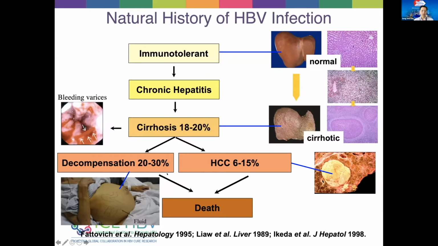Decompensated liver disease, which means the liver's function starts to decrease, and then there's a buildup of water in the stomach. You may get jaundice, and of course it increases the risk of liver cancer with an early possibility of death.